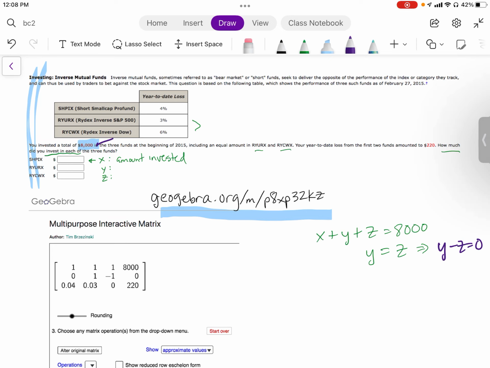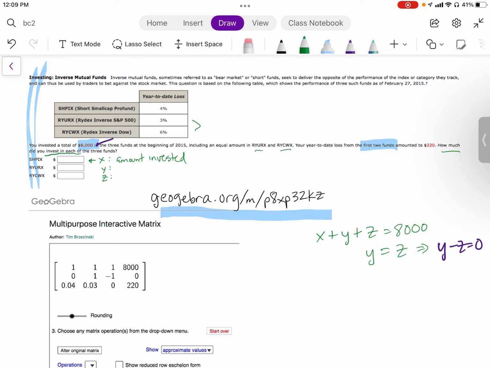Last, your year-to-date loss from the first two. I was doing this and not realizing it said the first two. So those small details are super important, and I kept getting weird answers. Like it was solvable, but it just didn't make sense. I think I got like negative 10,000 for the last two investments. I don't know what that means.